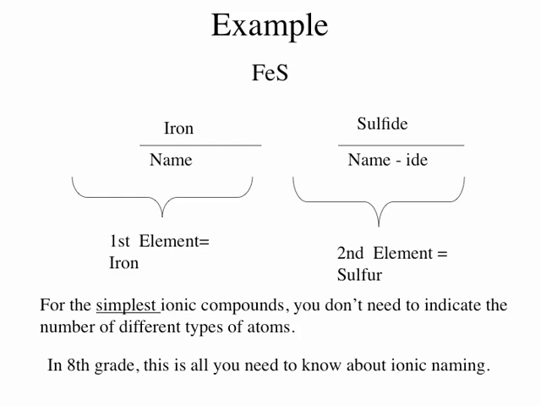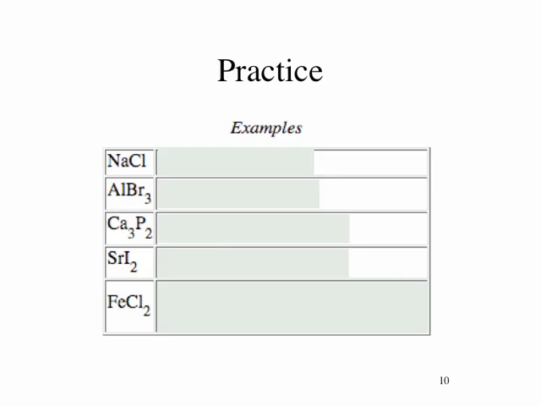In 8th grade, this is all you need to know about ionic naming. Later, you'll find out that the process for giving names to ionic compounds will get much, much, much more complicated. So here's some examples. NaCl. This is an ionic compound between sodium and chlorine. So this is sodium chloride.